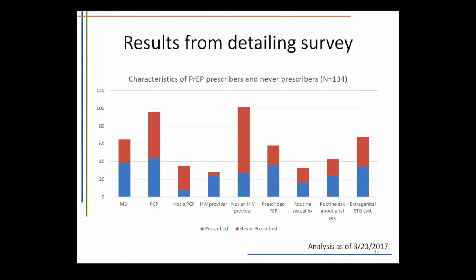We also had asked questions about whether people had prescribed PrEP previously, and you can see many of the people who had prescribed PrEP had also prescribed PrEP. And we asked some questions about characteristics of their practice and how often they conduct sexual history taking, how often they ask about anal sex among men who have MSM clients, and then also how often they're testing patients for extragenital STDs with a rectal swab. So these were questions that we wanted to include because we think that these are related to best practices around sexual health care.